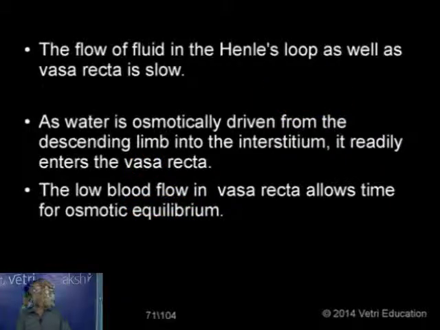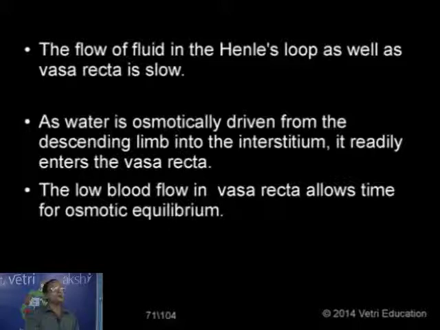So how is it possible? How are these two mechanisms working together to create what is called concentrated urine? This is because of the slow movement of fluid in both the vasa recta as well as in the loop of Henle. Normally, in the vasa recta, the fluid movement, namely the blood movement, is very slow. And also in the loop of Henle, the filtrate movement is very slow.